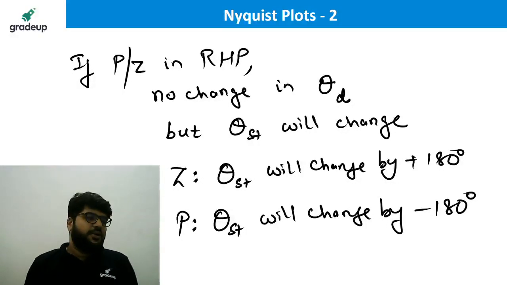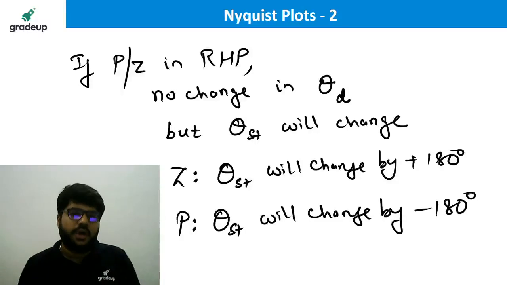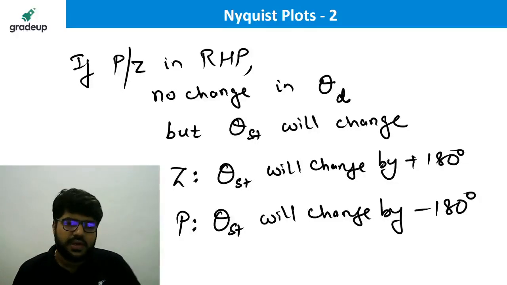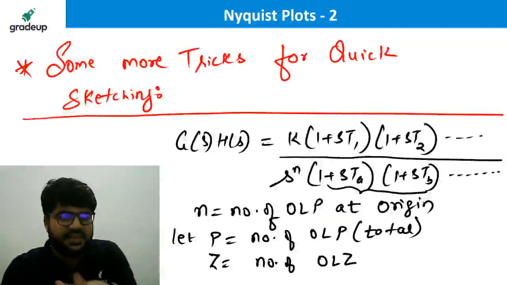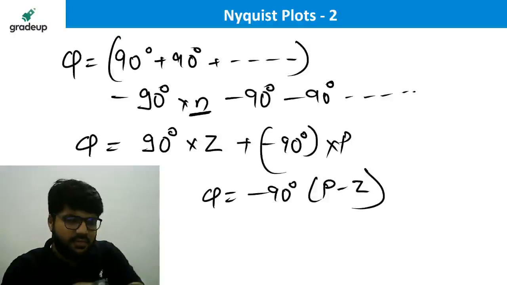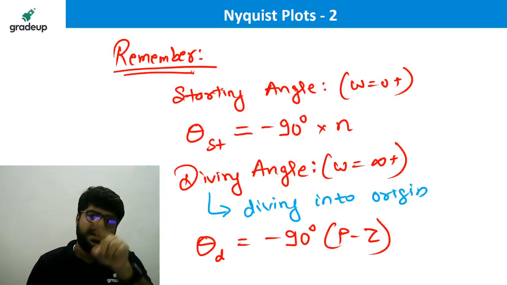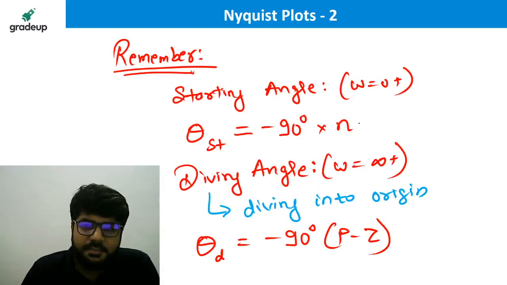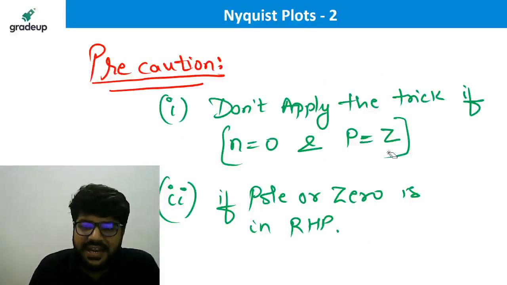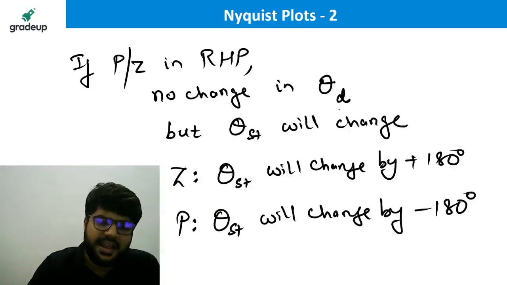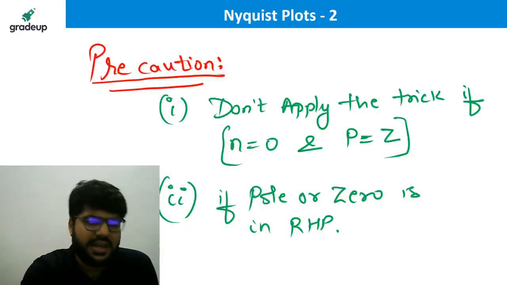Okay. Now, it will not be understood like this. Let us do a few problems, then you will understand this. Main point to remember: these are some basic derivations. I told you about the angle. Finally, how has the angle come? Don't look into that. What is the final angle? Starting angle is minus 90 degree into n, and diving angle is minus 90 into p minus z. Don't apply if p equal to z and n is equal to 0. And if there is a pole and zero in RHP, change the starting angle. Right now I'm not taking any pole and zero in RHP. That we take later on.